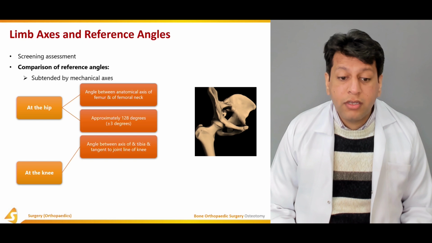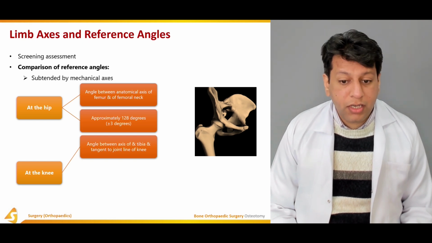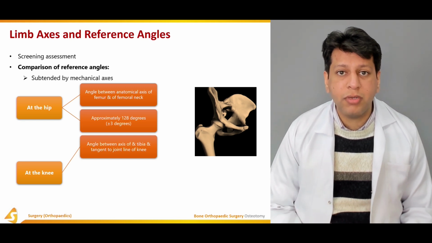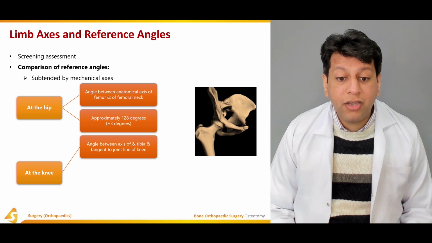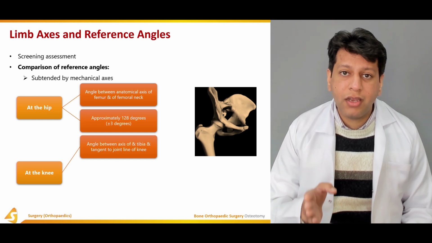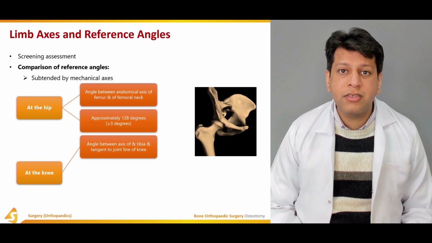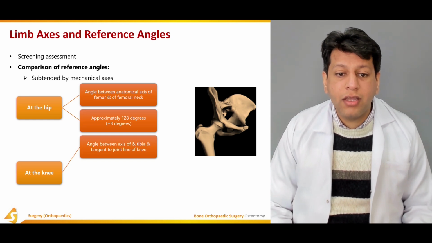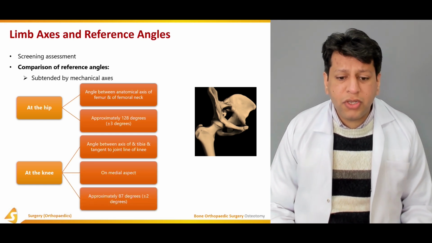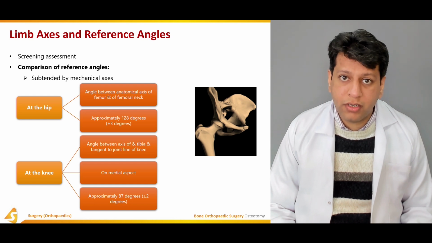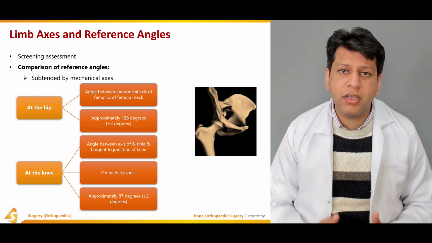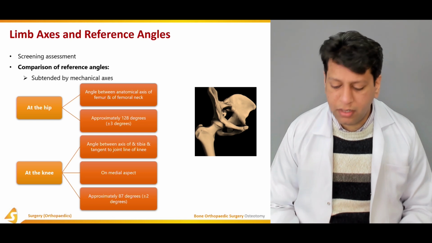Coming to the knee joint, it's the angle between the axis of the tibia, which is the anatomical axis, a line passing through the center of the tibial diaphysis, and the tangent line to the knee. The mechanical axis bisects the knee. If you draw a tangent directly to the center of the angle, that is the limb's reference axis of the tibia. It's slightly on the medial aspect, and usually it's 87 degrees plus or minus 2 degrees, which is near 90, meaning the tibial anatomical and mechanical axes are almost parallel.